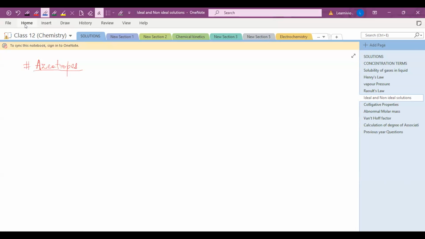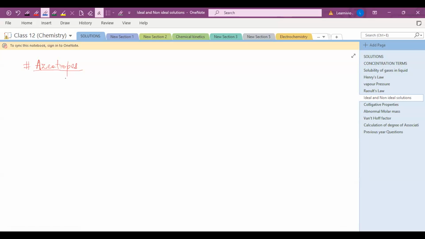So when the solutions of completely miscible liquids boil at a constant temperature, and can be distilled over without any change in composition, they are known as azeotropic mixtures. तो क्या होता है azeotropic mixture? So it is a solution of completely miscible liquids, right?